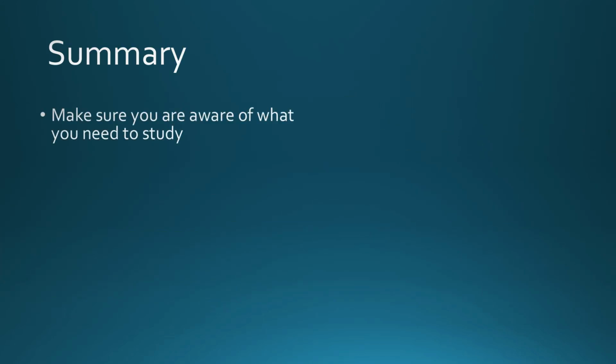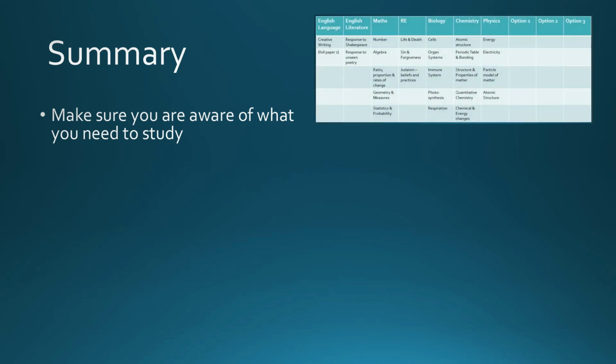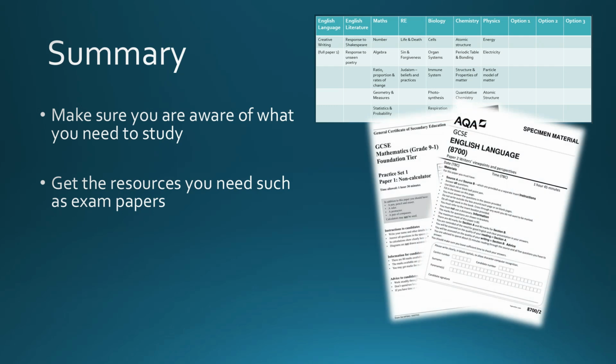So to summarize, first thing you need to do is be aware of what you need to study. So I've given you the list of what's on your mock exams. Make sure that you've looked carefully at what topics are going to be coming up in November. Secondly, get all the resources that you need, such as exam papers. Again, use the link on the document that I've sent to you so you can go direct to the exam boards and get the exam papers that you need.